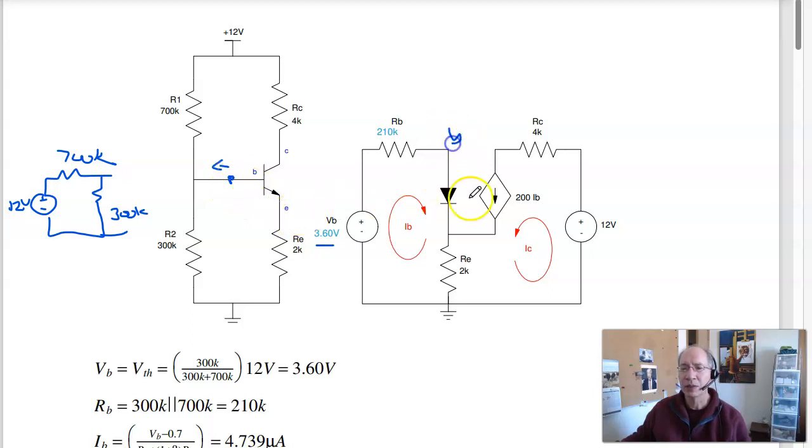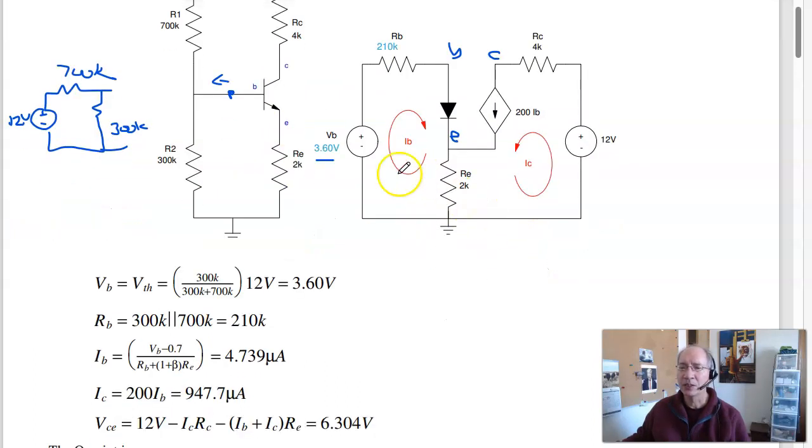So here's the base, here's the emitter. The emitter goes to ground through 2K. Emitter goes to collector through beta IB. Here's collector. Collector goes to 12 volts through 4K. So here's the same circuit.